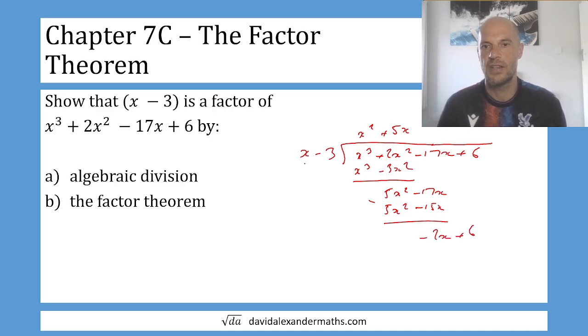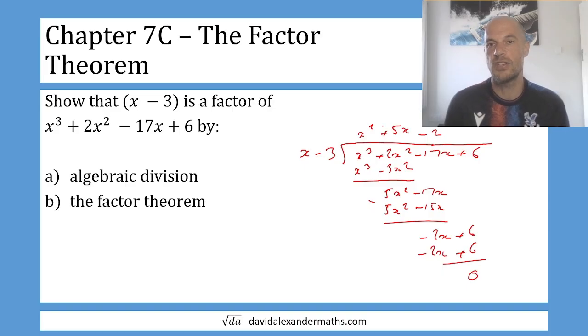Minus 2x divided by x is minus 2. Minus 2 times x is minus 2x. Minus 3 times minus 2 is plus 6. So we've got no remainder. So therefore x minus 3 is a factor because you can divide it without getting a remainder.